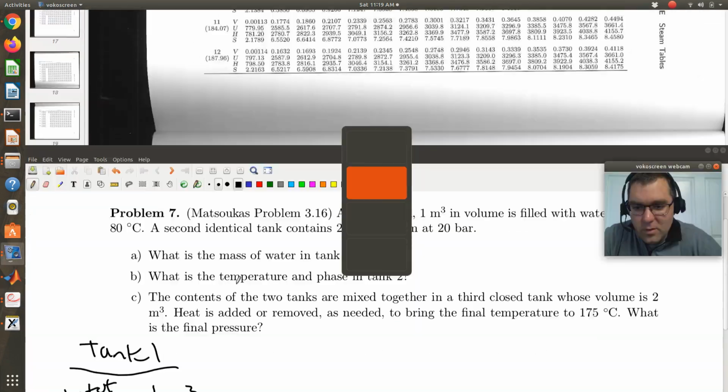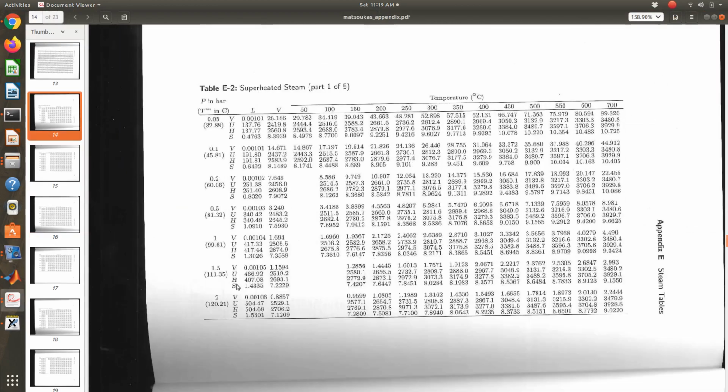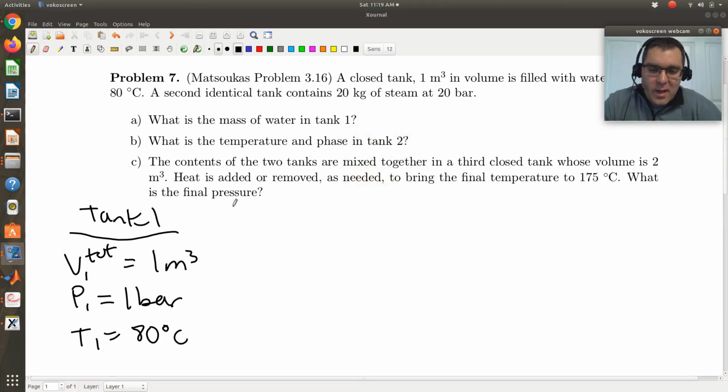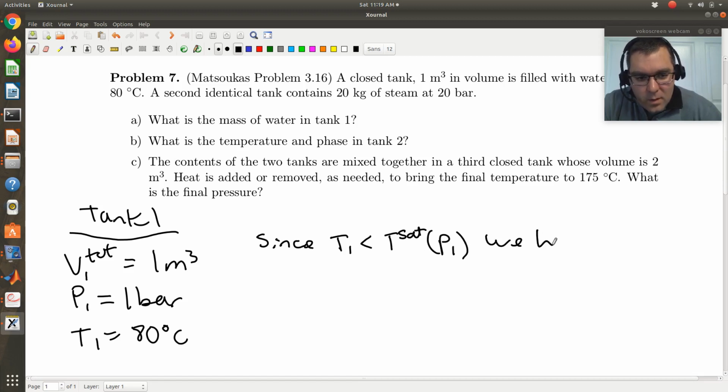Alright, so I'm going to go over to my steam tables, and we could start by looking in superheated, since that's where we are from the last problem. So at 1 bar, my saturation temperature is 99.61. Since my temperature is less than my saturation temperature at that pressure, that's going to tell me that I have a liquid. Okay, so since T1 is less than Tsat at P1, we have a liquid.